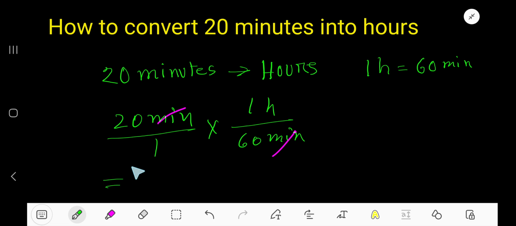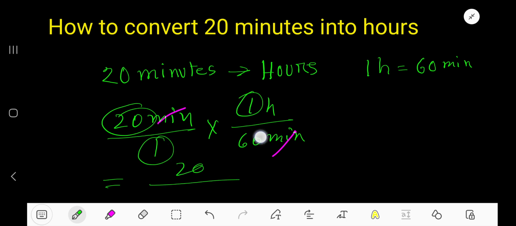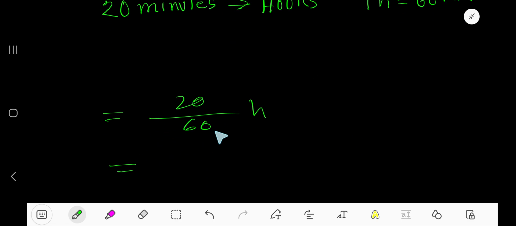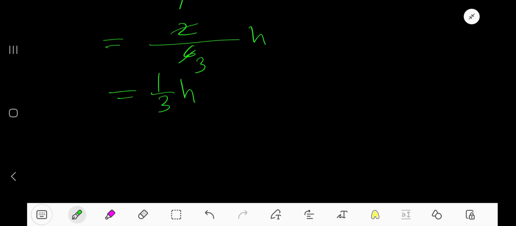Now multiply the top numbers together, 20 times 1, which is 20, divided by 1 times 60, which is 60, and our unit is hour. Okay, now cancel this 0 and this 0, so we are getting this. Now divide 2 by 2, we get 1. Divide 6 by 2, we get 3. 1 by 3 hour. Now divide 1 by 3.